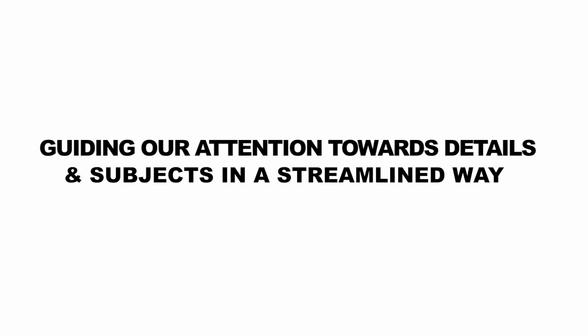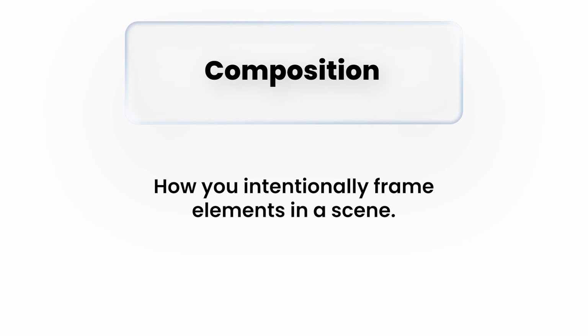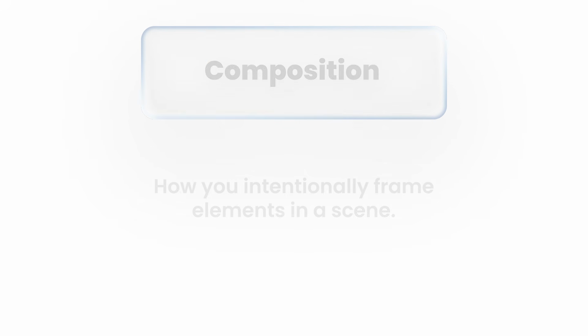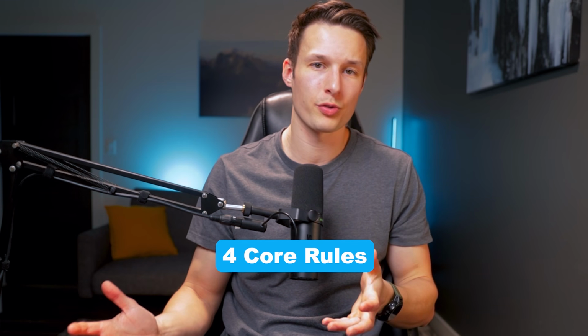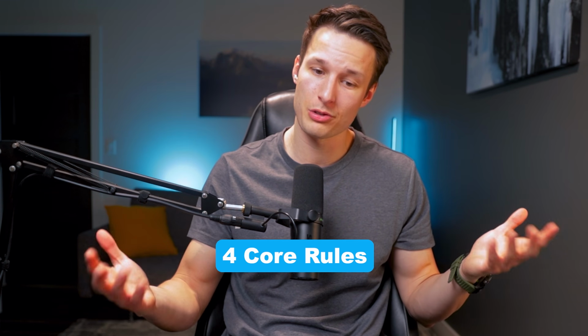So our next step towards an interesting photo is guiding our attention towards the details, subject, and texture in the most streamlined way possible. As you likely already know, this is again called composition, how you frame different parts of a scene together to create an interesting photo. And there are a lot of rules for it, far too many to reasonably cover here or keep in your noggin while you're shooting. So I want to make this far easier with just 4 core rules that I have found most useful over the years to capture more interesting photos, in my opinion.